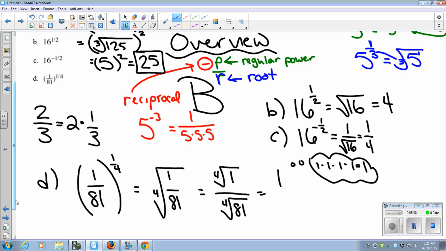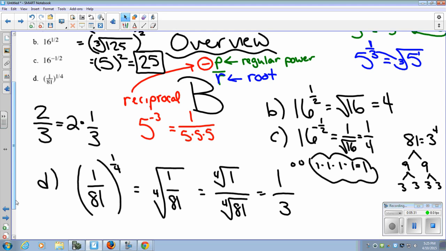The fourth root of 81 might not be quite as obvious to you, but I do know that 9 times 9 is 81. And I also know that 3 times 3 is 9. What that tells me is that 3 to the fourth is 81. Therefore, the fourth root of 81 is just 3. If you have any more problems with that, that's also a checkpoint from a previous quarter, and so you can find that in the back of your book as well.